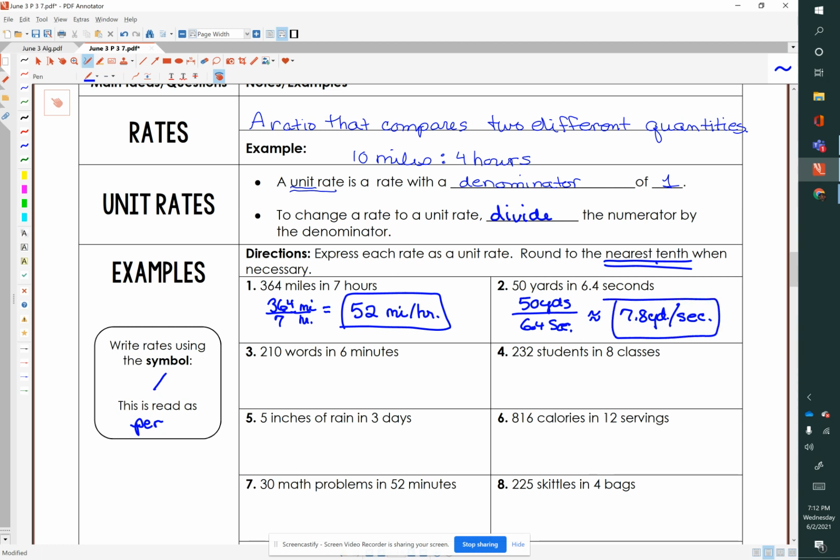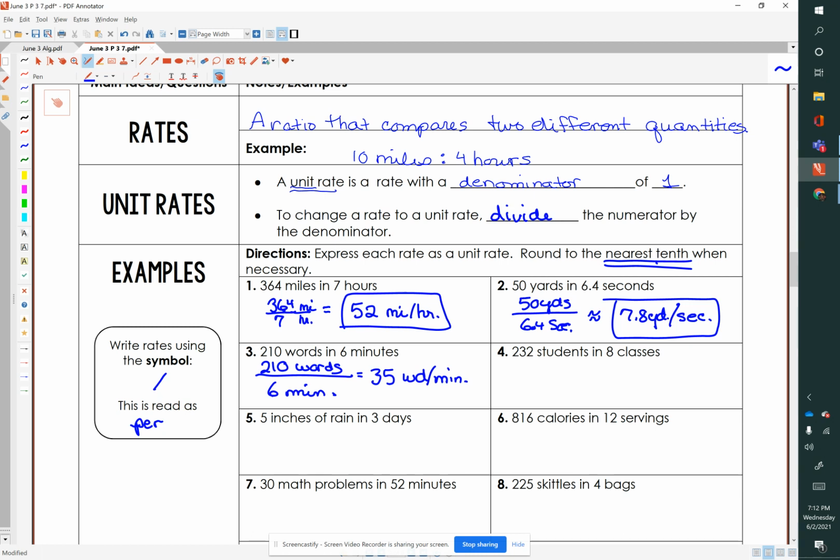Number 3, someone is typing and they typed 210 words in 6 minutes. So that's 210 words in 6 minutes. And you'll see some of the abbreviations we use when we do this. We make that calculation by dividing. That would be 35 words per minute. Is that how fast you type? I think I can type a little faster.